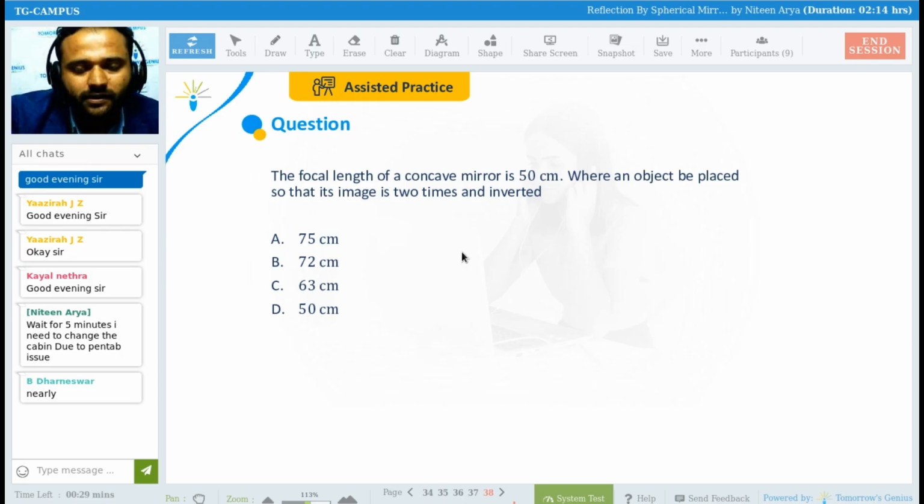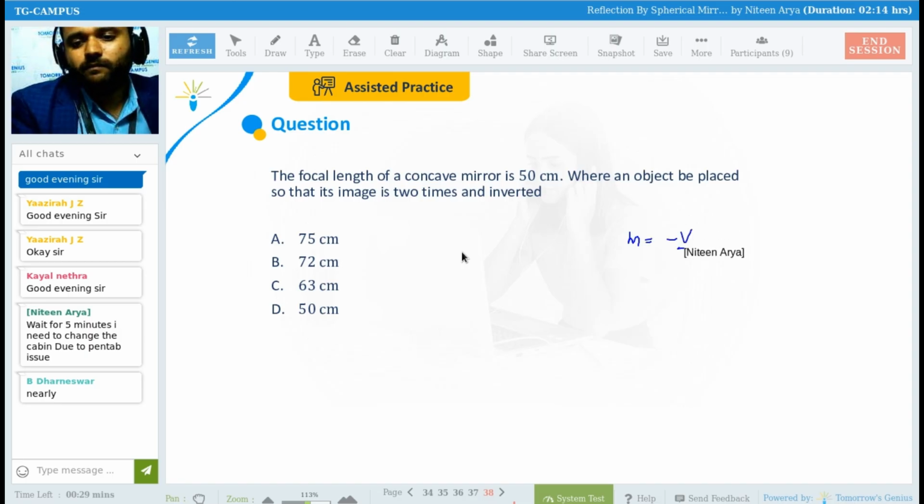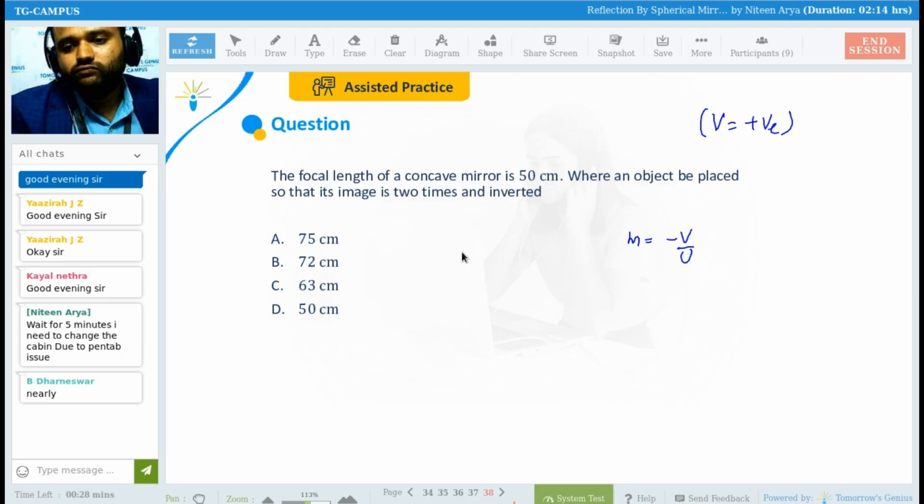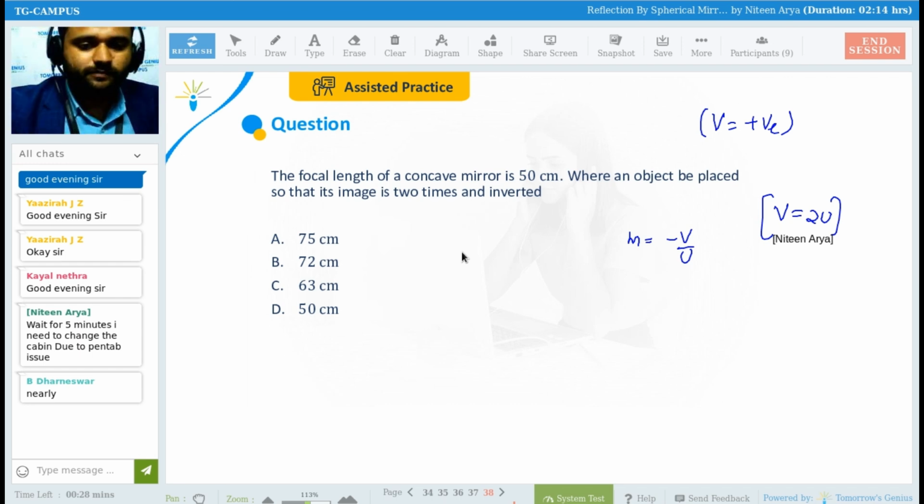Focal length of a concave mirror is given. So automatically when the focal length of a concave mirror or a convex mirror is given, you need to put a sign. Clear? Where an object is placed so that image is 2 times and is inverted. One hint I can give you: real inverted means V is positive. Real inverted, na. When an object is placed so that its image is 2 times. Use this and tell me the answer.